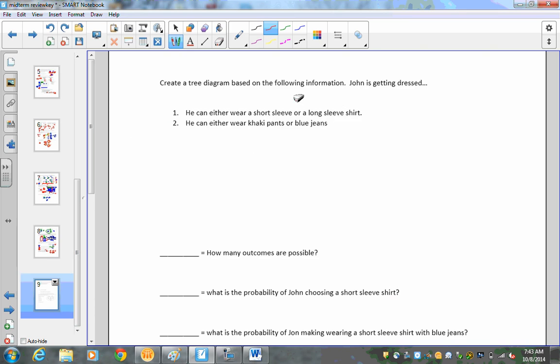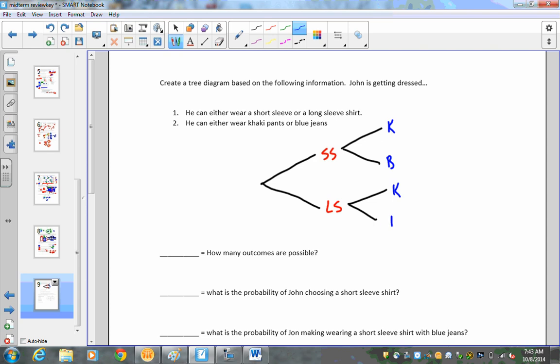Create a tree diagram based on the following information. You can either wear a short sleeve or long sleeve shirt. So my first tree expansion will be short sleeve, SS, or long sleeve, LS. And you can either wear khaki pants or blue jeans. So khaki pants, blue jeans, khaki pants, blue jeans.